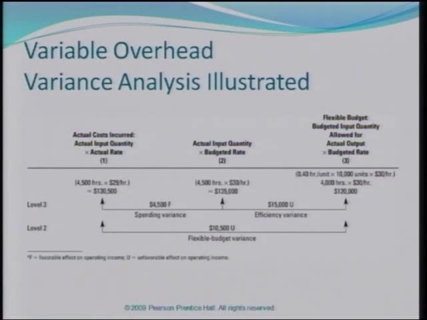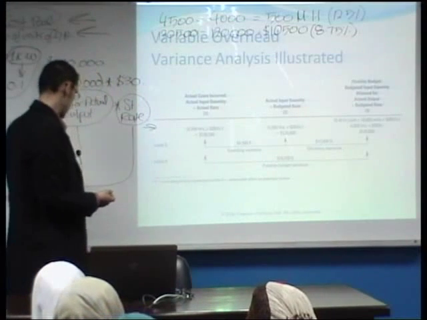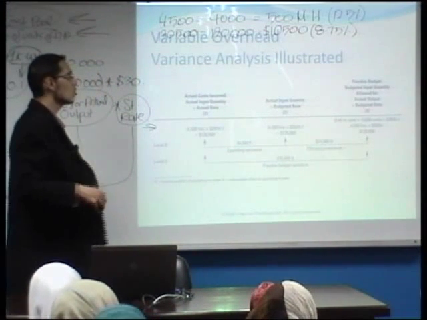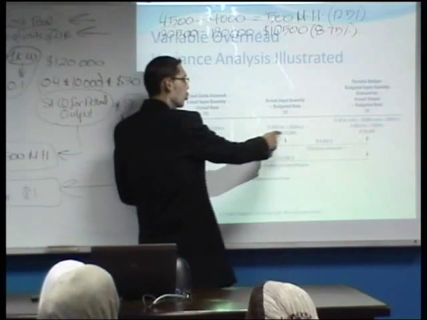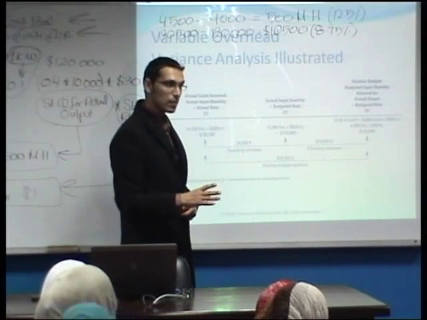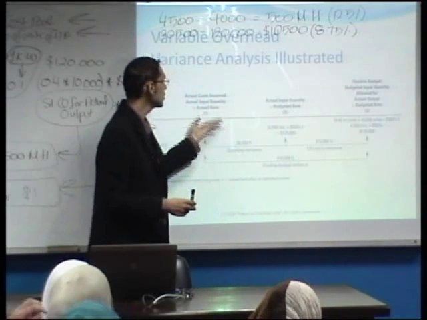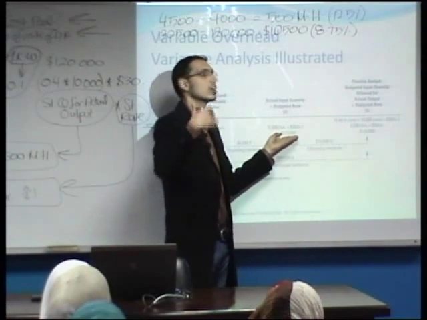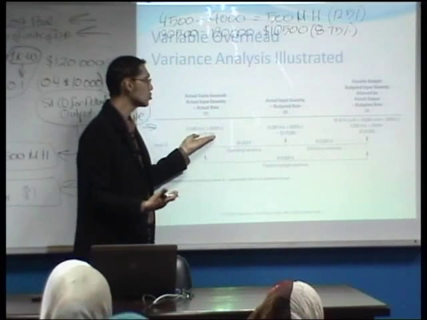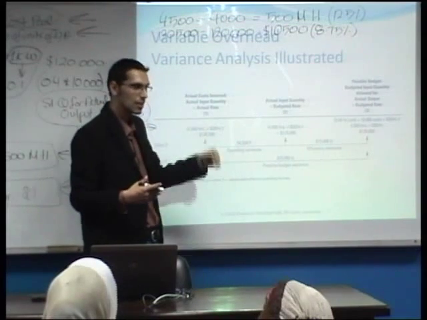Now, this is the analysis. Of course, this is the same analysis that we took in chapter number 7. We have 3 columns: the actual quantity multiplied by the actual rate, and the actual quantity multiplied by the budgeted rate. Therefore, the difference between these two is because of the difference in the rate, which is the spending variance. As we can see here, we have a $30 budgeted rate and a $29 actual rate. The difference here is $4,500 favorable. Why? Because we expected to incur $135,000, but we incurred $130,500, which is less than expected. Therefore, it is a favorable spending variance.